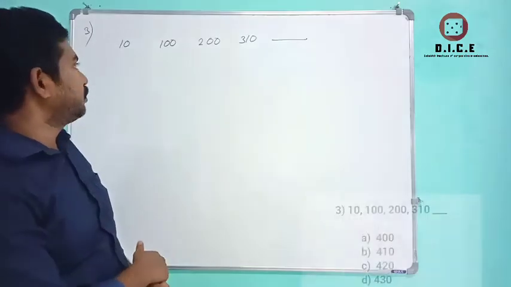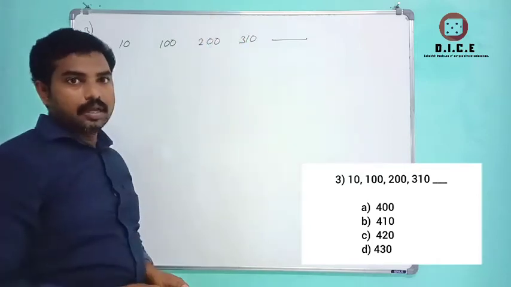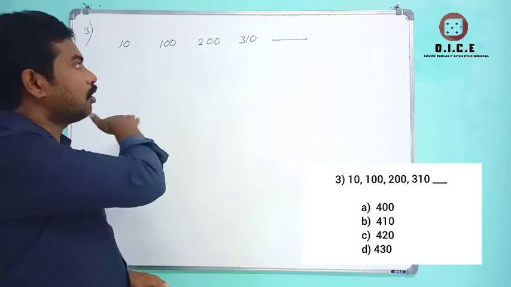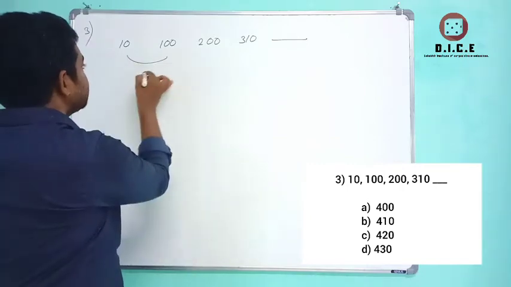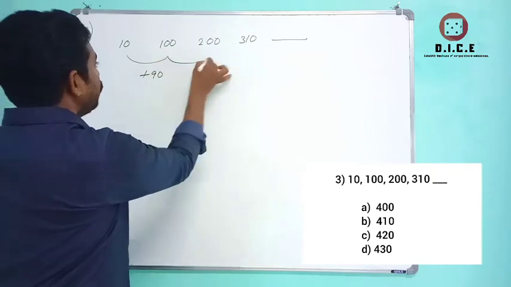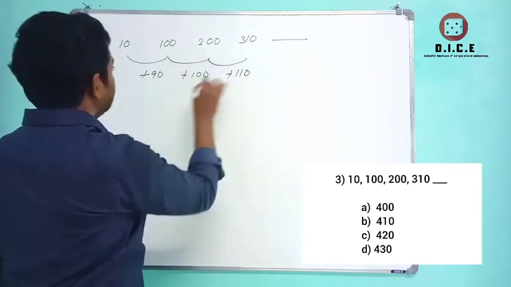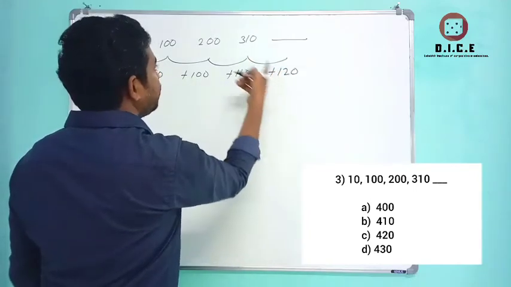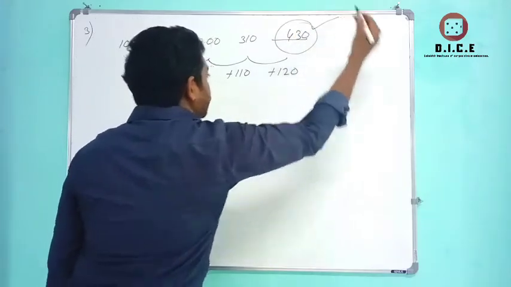If you see question number 3 here, 10, 100, 200, 310 and dash. As I said, try to find it in the case of difference, as the numbers are all in an increasing pattern. The difference between 10 and 100 is plus 90, 100 and 200 is plus 100, and 200 and 310 is plus 110. Suddenly you will get plus 120. If you add 120 to 310, the answer is 430. So 430 is your answer.